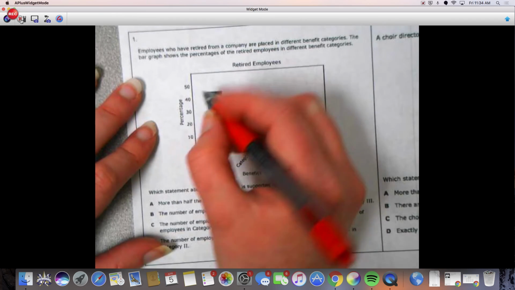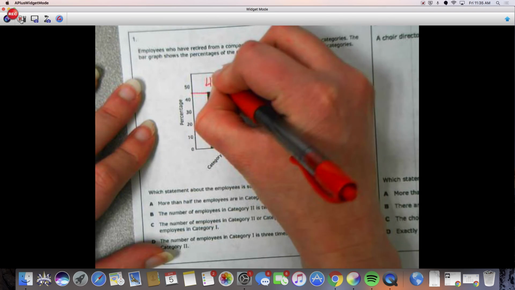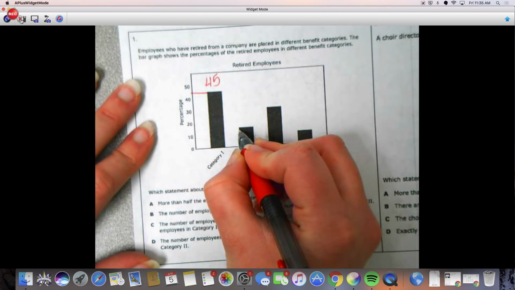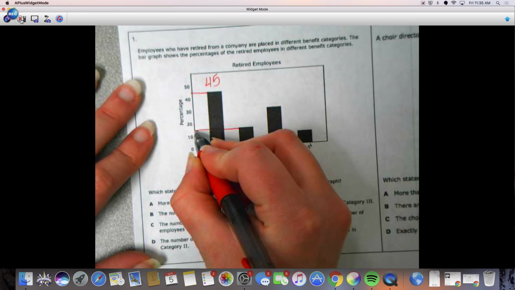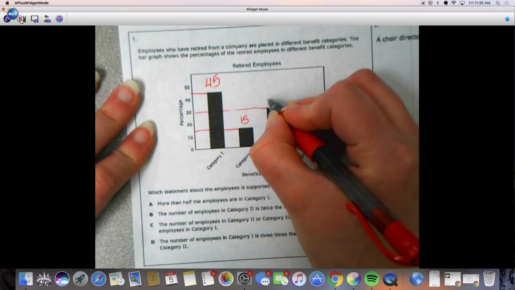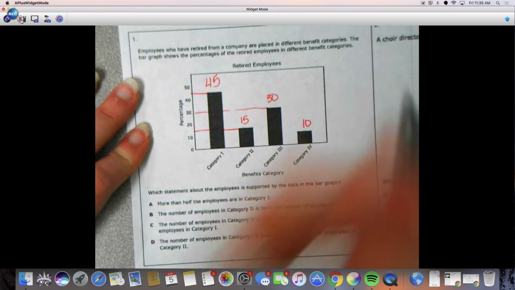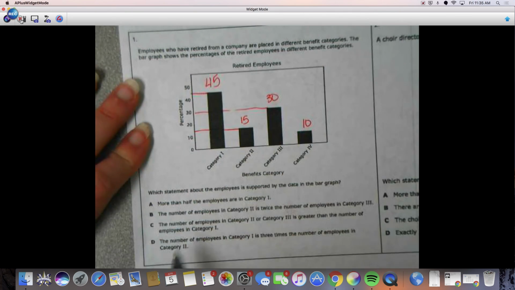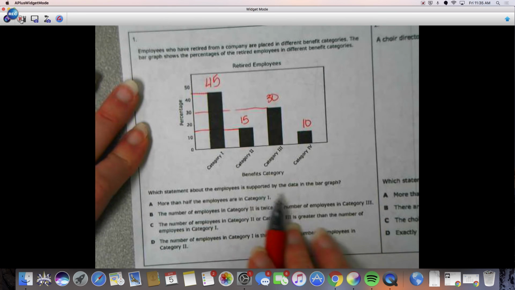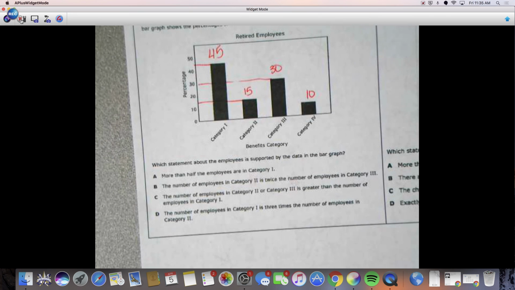First thing I want you to do is write your totals for your histogram. So this is 45. This is 15. This is 30. This is 10. Okay. It says, which statement about the employees is supported by the data in the bar graph? I want you to try this one on your own, and then we're going to go over it.